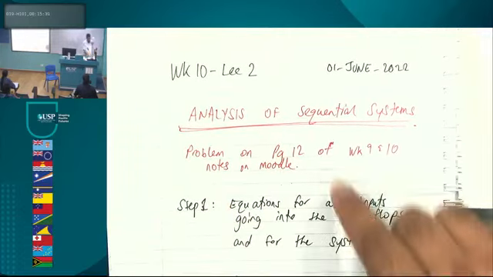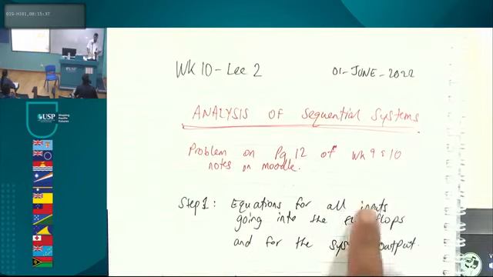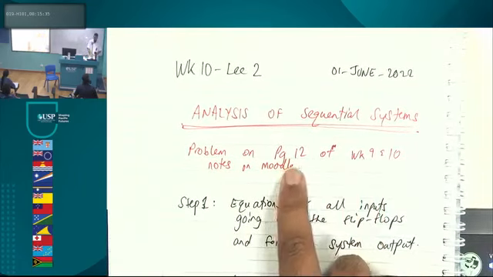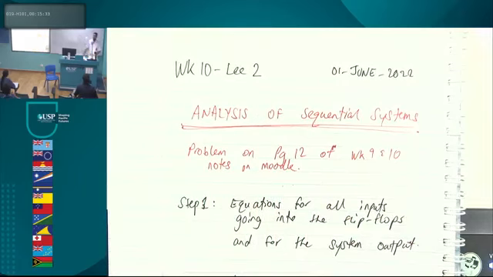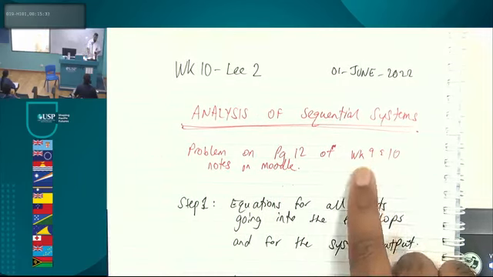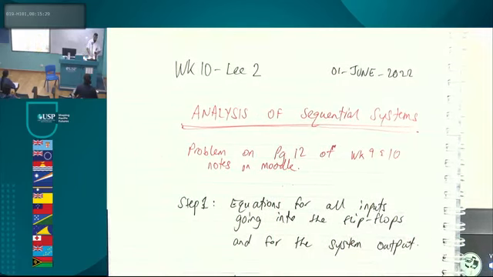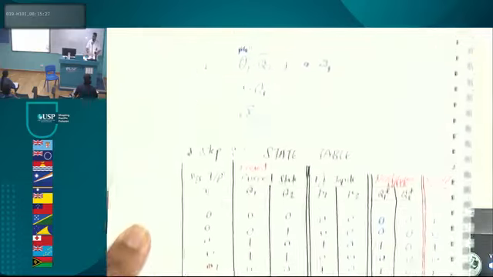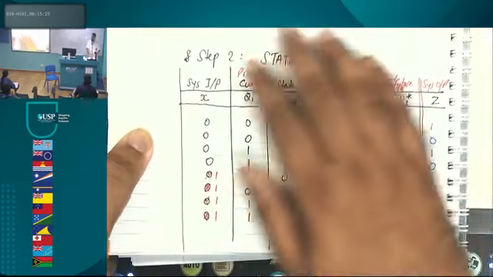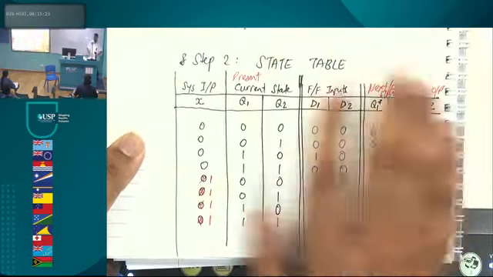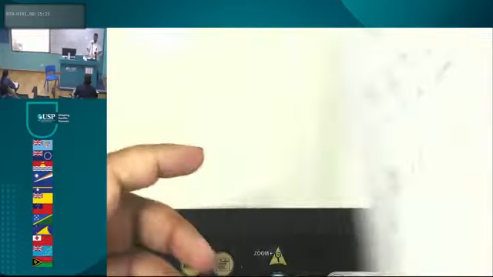So this is analysis problem number 1, and it is on page 12 of our notes, which is on Moodle, right? Week 9 and 10 notes on Moodle. We did that problem, right? We did all of that. We did the state table and all that, system input, system output. So this was our very first problem, right?